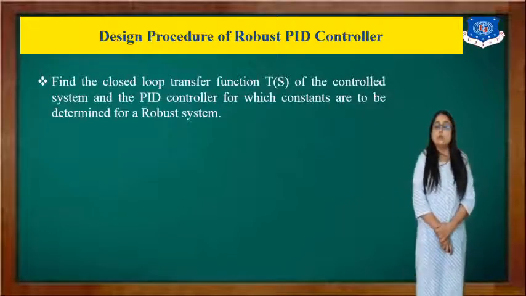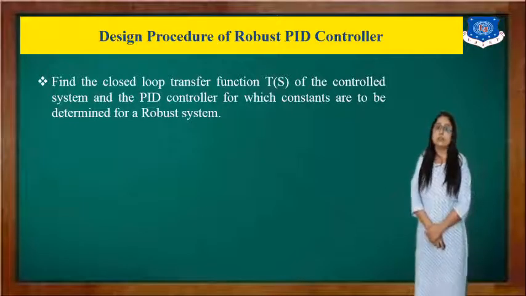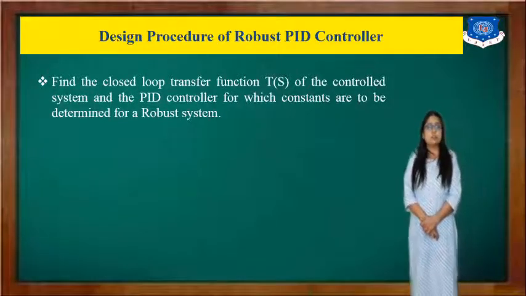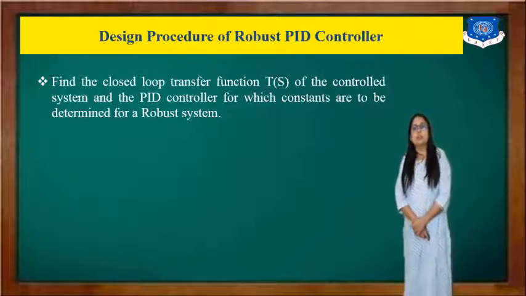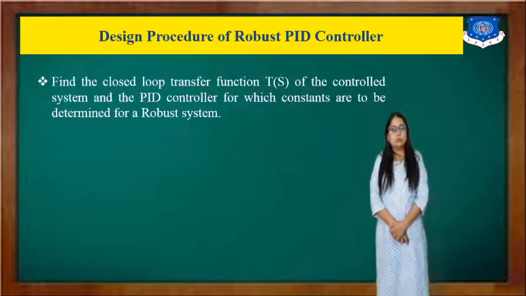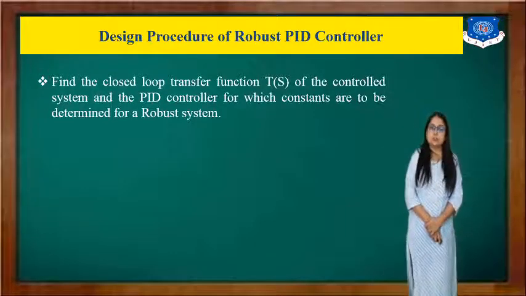Now find the closed loop. What are the different steps that you need to perform? The first step is what? You have to find the closed loop transfer function of the controlled system and the PID controller. Then you have to multiply these two, right? For which the constants are to be determined for the robust system.